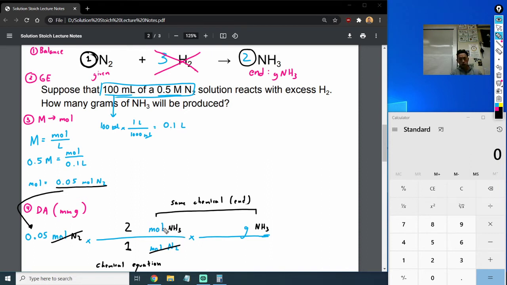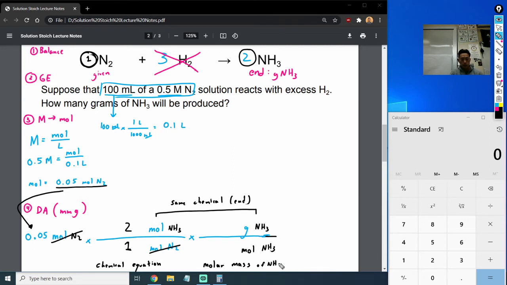We have moles of NH3 on top, but I want to turn to grams, so I'm going to put what I'm trying to get rid of on the bottom. I'm going to put moles of NH3 on the bottom. If you guys notice, there's grams and moles on the same fraction. If there's grams and moles on the same fraction, you're going to get your numbers from the molar mass. So we're going to have to find the molar mass of NH3.